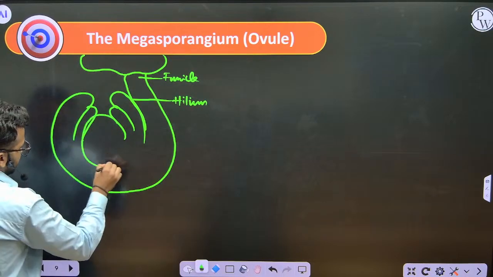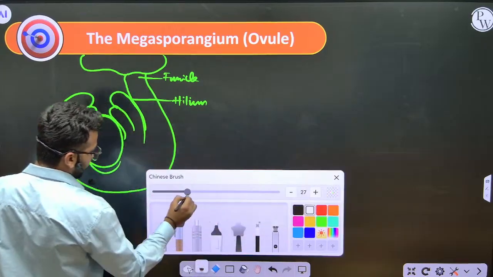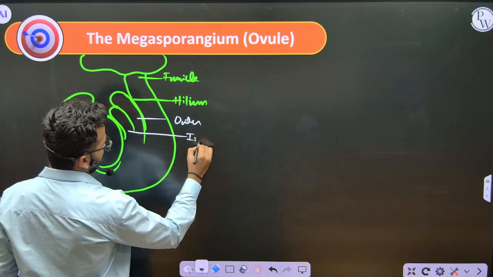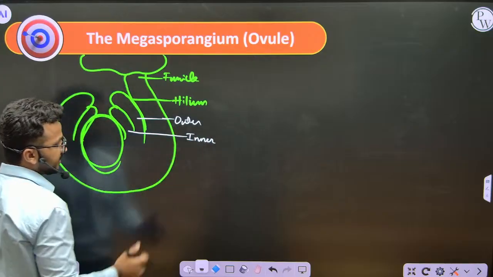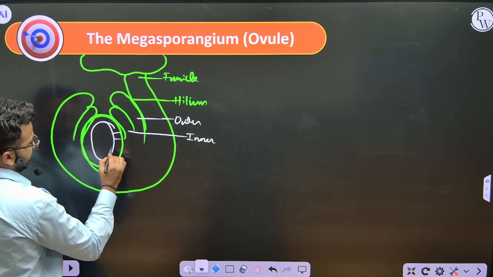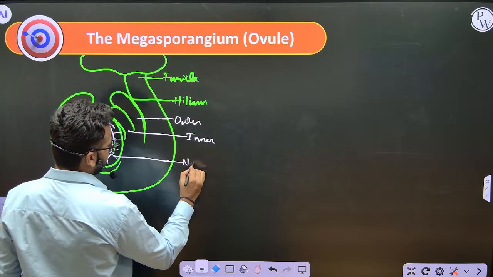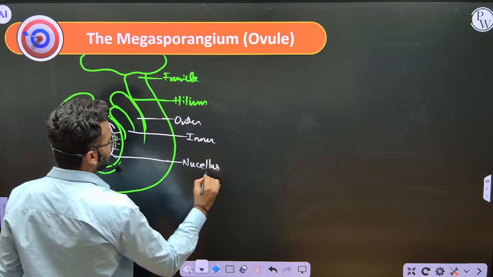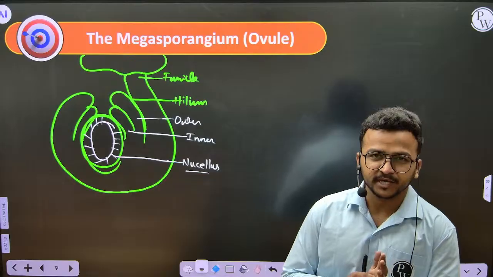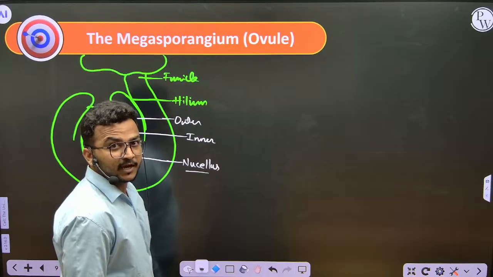Inside this, you can see the outer integument, and this one is the inner integument. I am not drawing it completely here, as we discussed yesterday. Inside this is a layer of cells, that is the nucellus. Nucellus is a food-reserving tissue, where abundant protoplasm will be there.